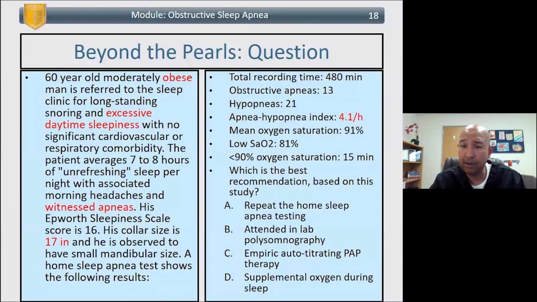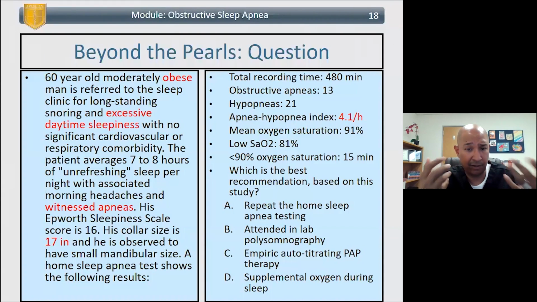Had a nice recording time, 13 apneas, 21 hypopneas, and when you did all the mathematics, the AHI is 4.1, which is normal. Mean oxygen saturation is on the lower side, but 91%. It was less than 90% for only 15 minutes. What is the best recommendation for this person, based on the fact that you really thought they had OSA and the AHI is only 4.1? Would you A, repeat the home study? That's not a bad idea. Would you B, say, you know what, let's go for the gold standard, do an in-lab polysomnography?